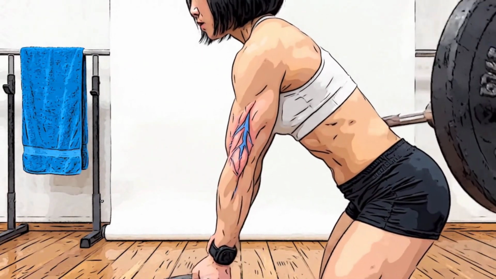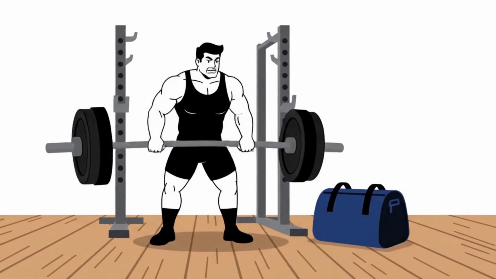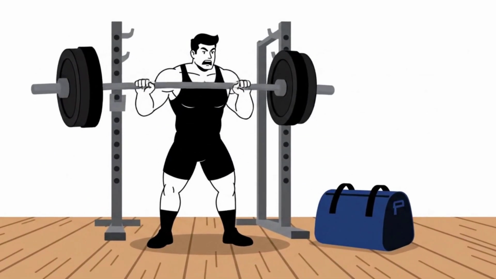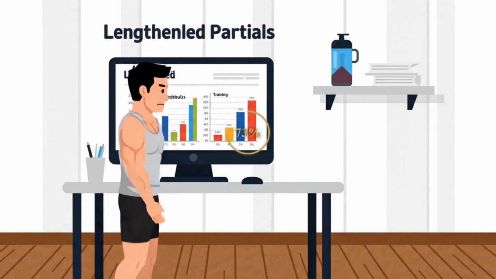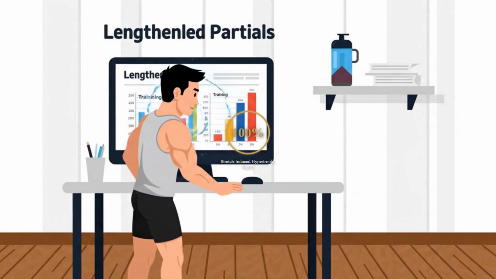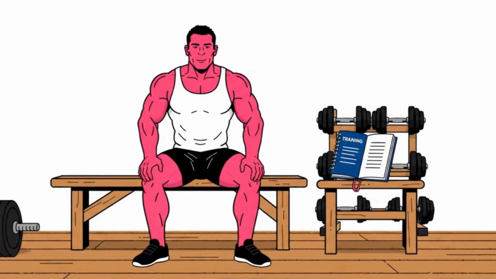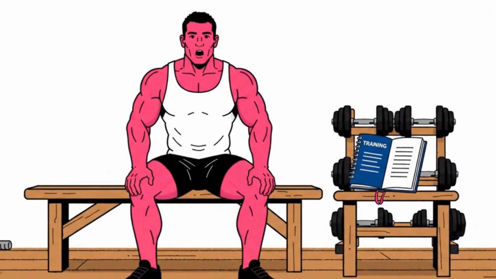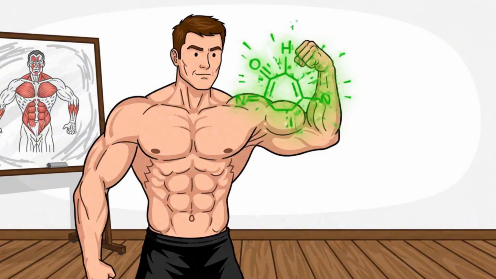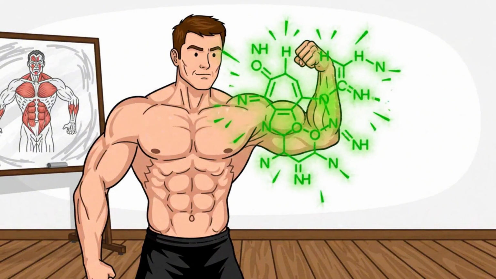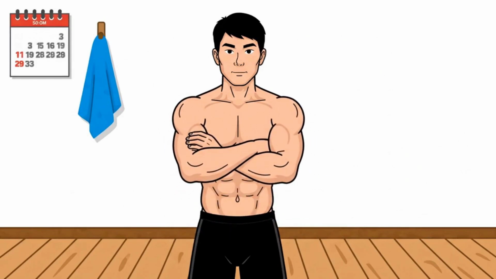The passive tension from stretching combines with active tension to maximize stimulus. By training only this lengthened zone, you maximize the stretch-induced growth signal. You bypass the weak, fully contracted portion of the lift. This allows you to load the muscle where it is strongest. Scientific data consistently ranks this technique as the most powerful stimulus for muscle hypertrophy.